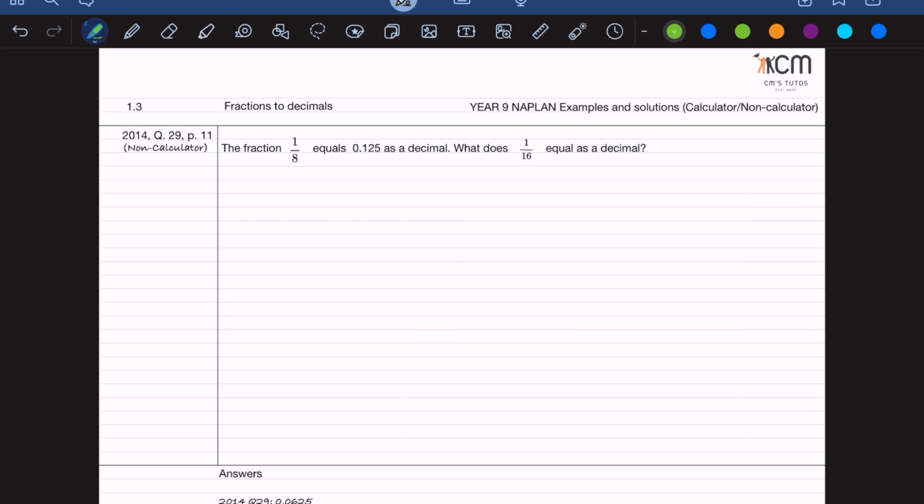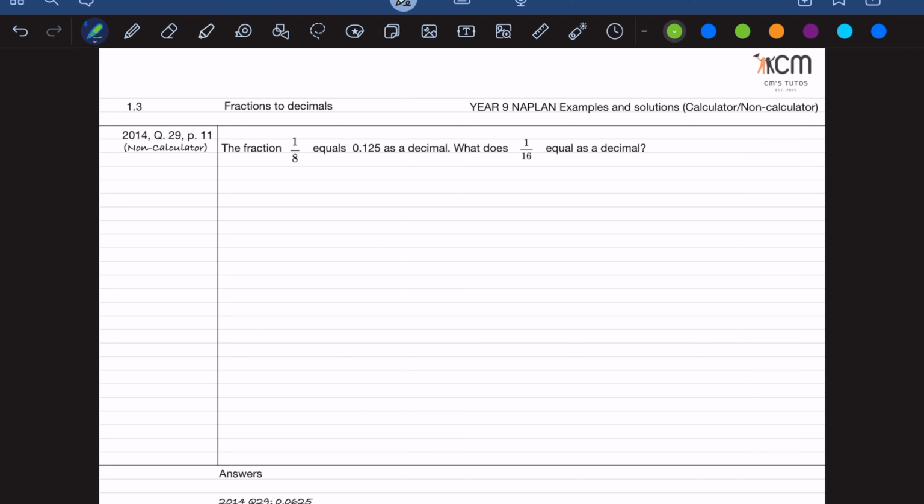So this is one of the past paper questions from 2014, question 29 on page 11. It asks: the fraction 1/8 equals 0.125 as a decimal. What does 1/16 equal as a decimal? So there are 2 ways to solve this question. One, you can just do 0.125 divided by 2.